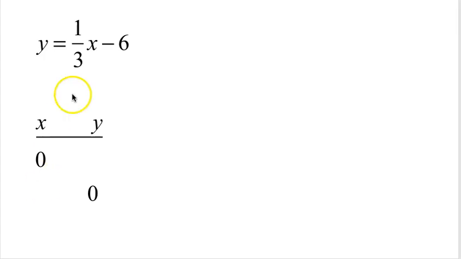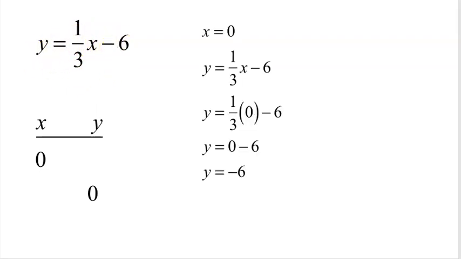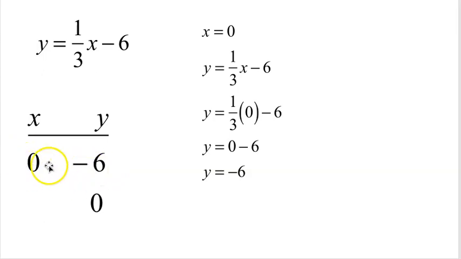So I want to let x equal 0, so we're going to plug x equals 0 into this equation. So we'll have y equals 1/3 of 0 minus 6. So 1/3 of 0 is 0, y is 0 minus 6, y is -6. So when the x value is 0, the corresponding y value is -6. So we have that point. There will be a point on our line. That's only 1 point. To graph a line, I have to have 2 points.